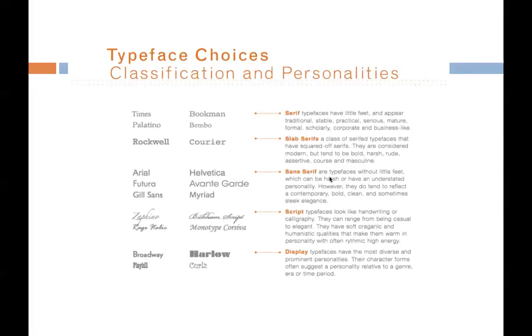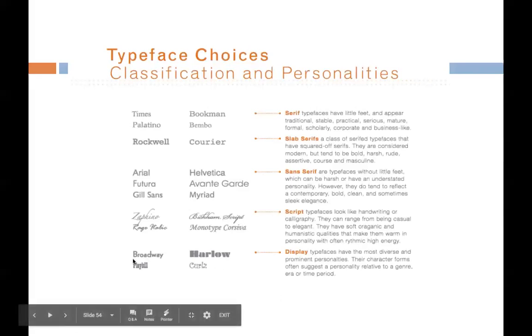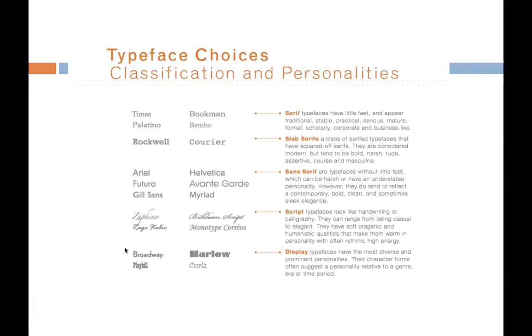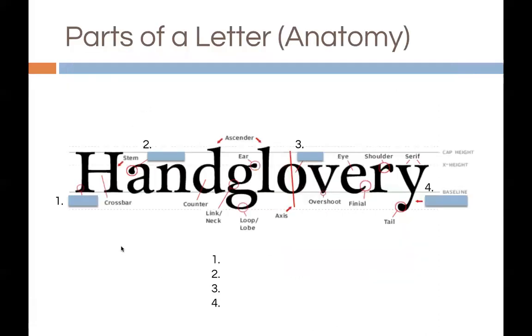And then you have your sans serifs, which are your Arials, your Futuras, your Helveticas, Avant-Garde, Gill Sans, and Myriad. Then you have your scripts, Zapfino, Rage, Bickham Script, and Monotype Corsiva, or your display fonts such as Broadway, Playbill, Harlow, and Curls. Some people might not think that Broadway is a display font, but too much of this font is just too much.